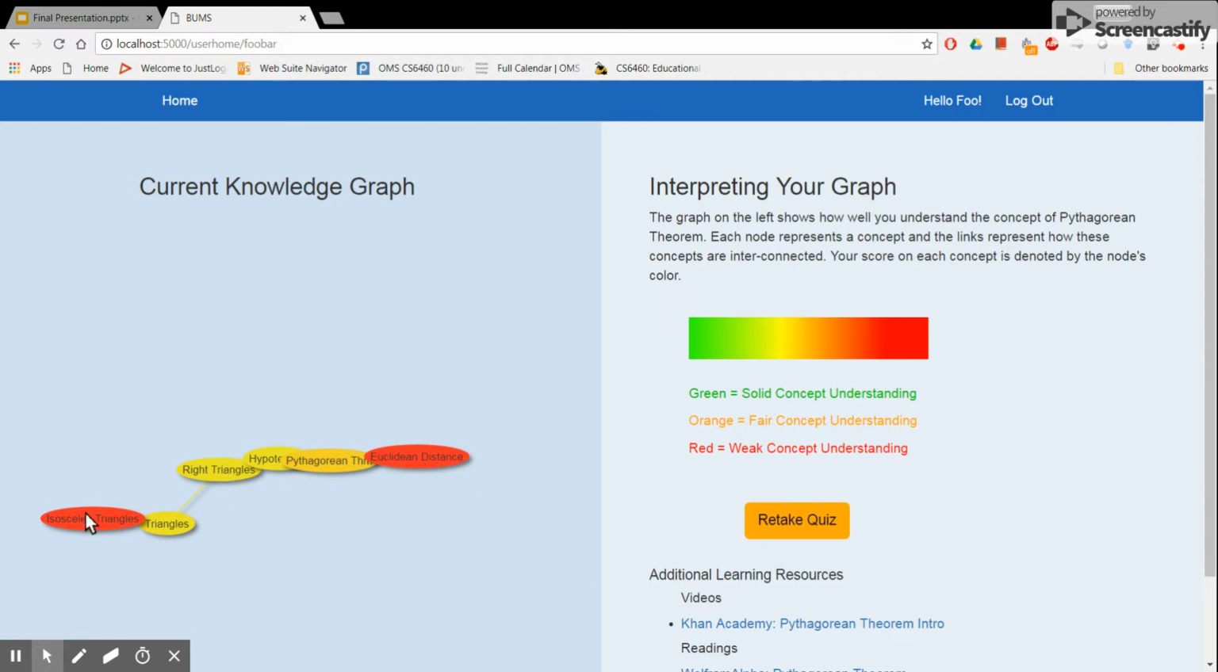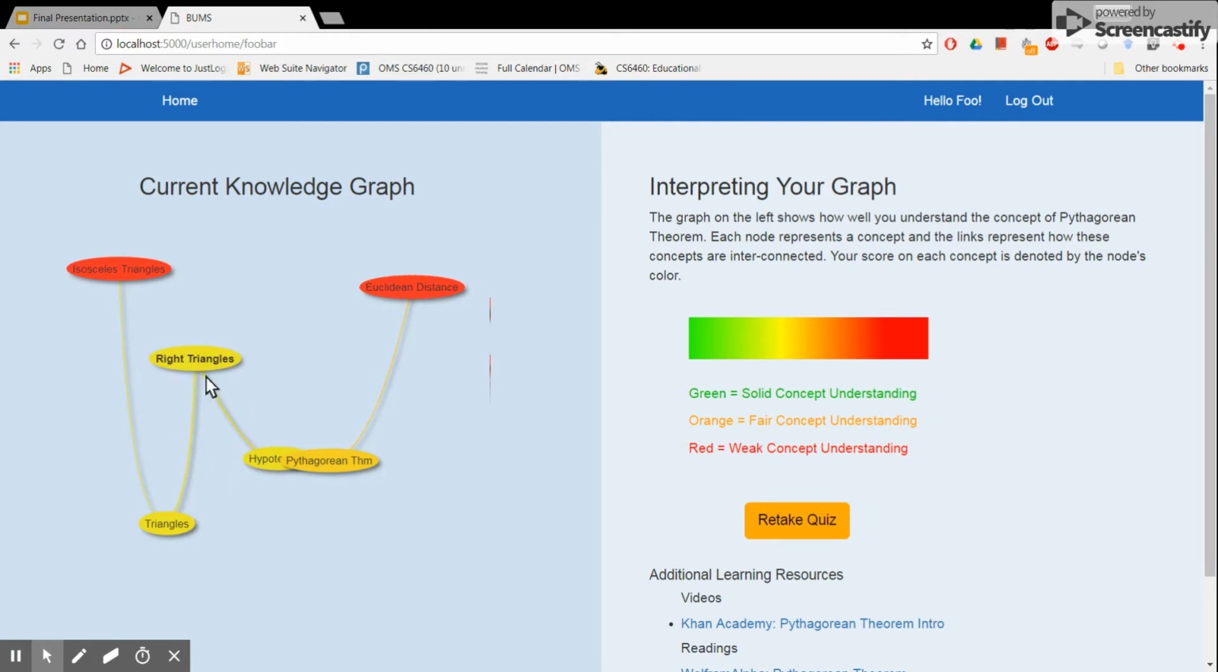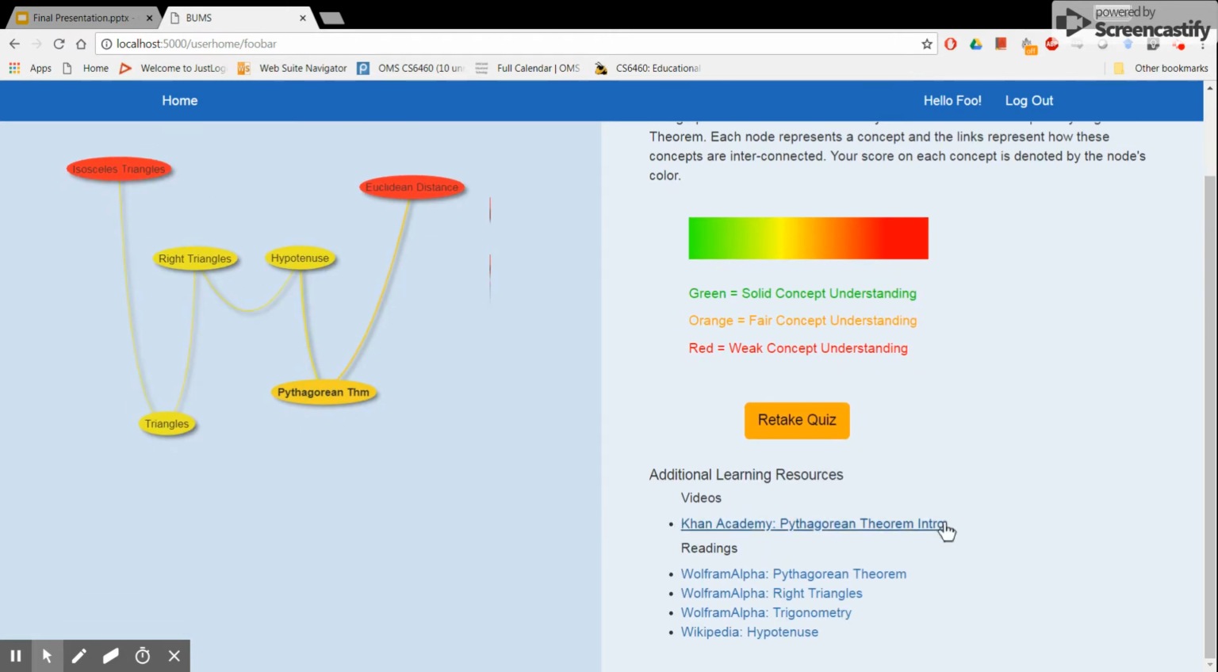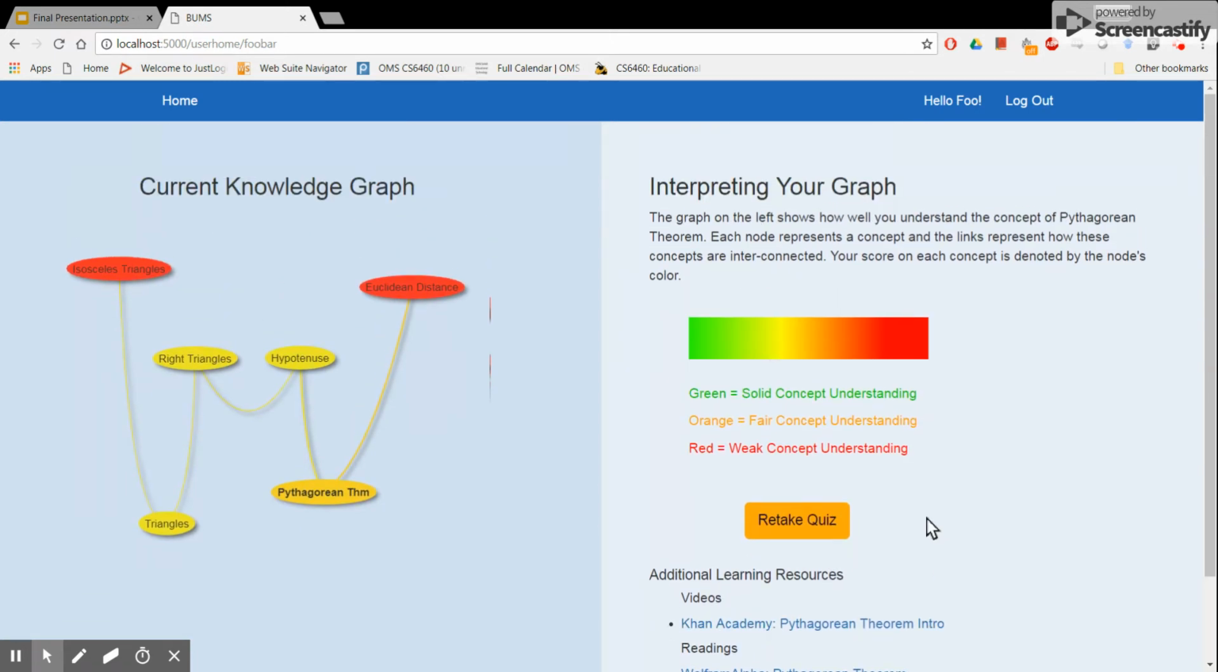So I clearly know nothing about isosceles triangles, and I clearly know nothing about Euclidean distance. I have a fair understanding of right-angled triangles and the hypotenuse, but sort of less of an understanding of the Pythagorean theorem. It's a little subtle, but as you can see, this is closer to red than the hypotenuse. And so this kind of gives me an idea of my current state of understanding, and we have some resources here to learn from that we need to work on.